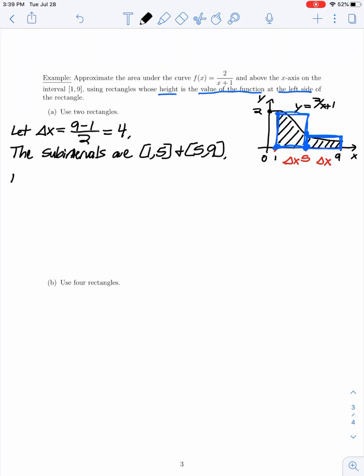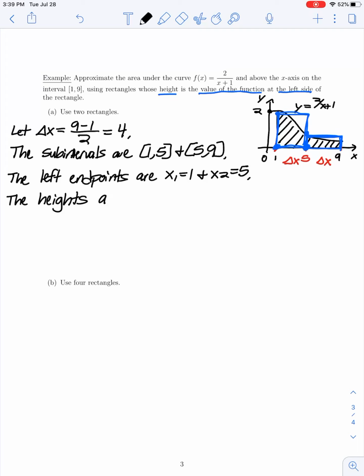So let's look at these left endpoints. Here, the left endpoints are x1 equals 1 and x2 equals 5. So the heights of our rectangles are given by the value of the function f at these endpoints. F of 1 is 2 divided by 2, or 1, and f of x2, which was 5, we would have 2 over 6, or 1/3.